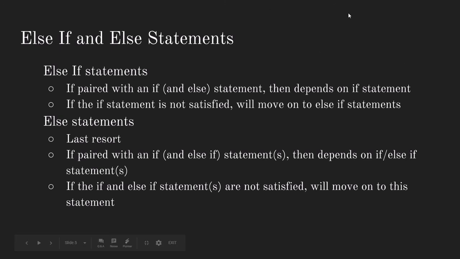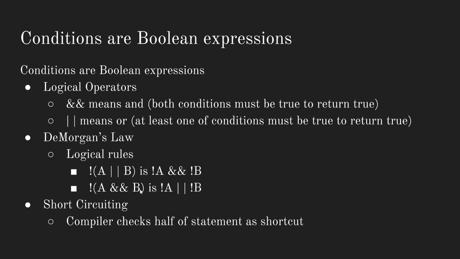If the condition is not true for any if or else ifs, then it will move on to the current else if to see if that's true. And if all of the else if statements are not satisfied, then it will go to the else statement at the end as the last resort. And if this is paired with an if statement and/or else if statements, then it depends on the if and else if statements as well. Pretty straightforward. And yeah, I think I've covered everything for if and else statements.